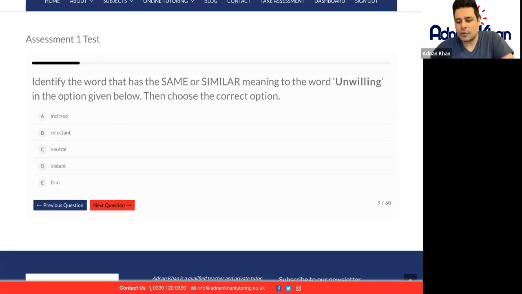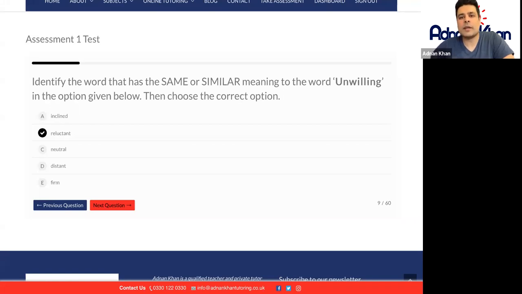All right, let's go on to question number 9. Identify the word that has the same or similar meaning to the word unwilling. So if you're unwilling, that means you are reluctant. So B is going to be the correct answer.